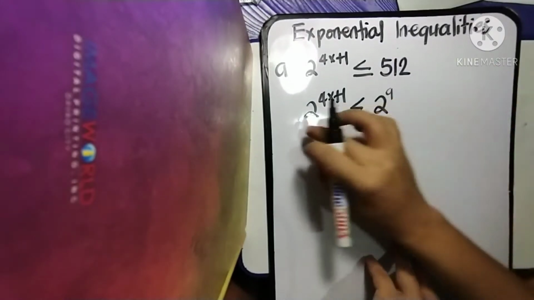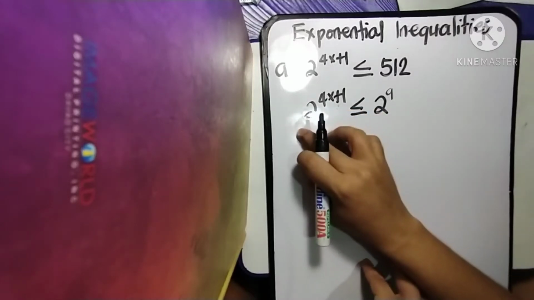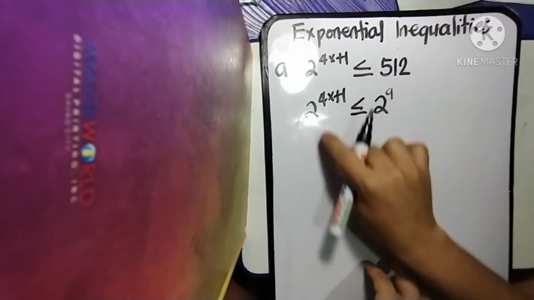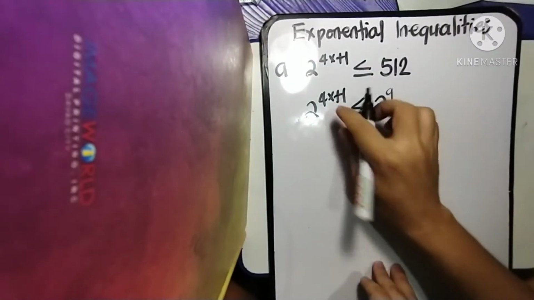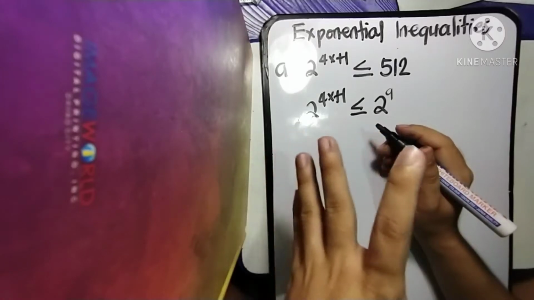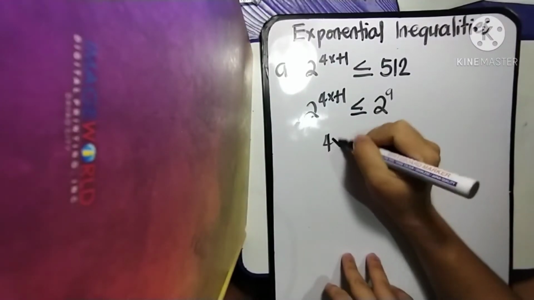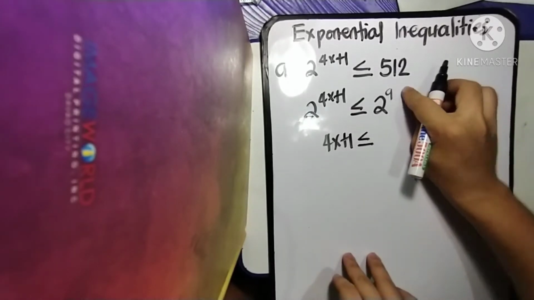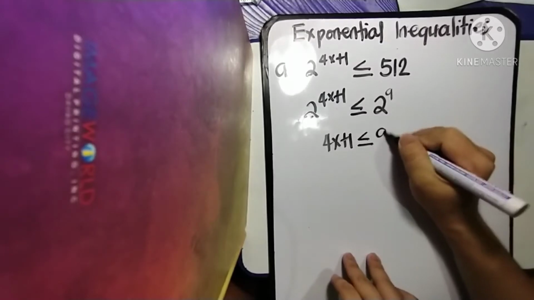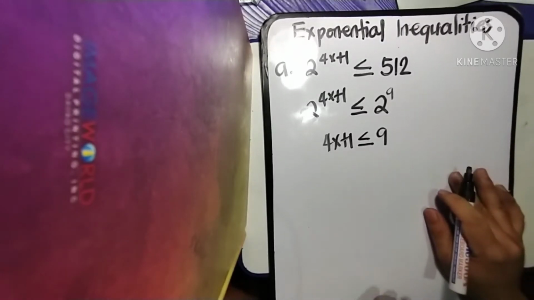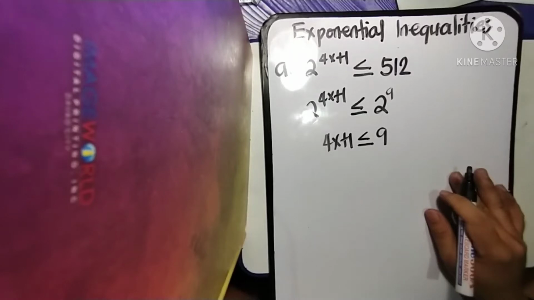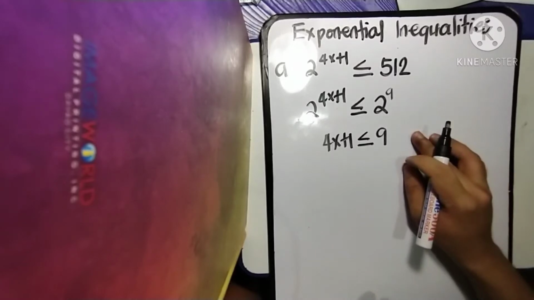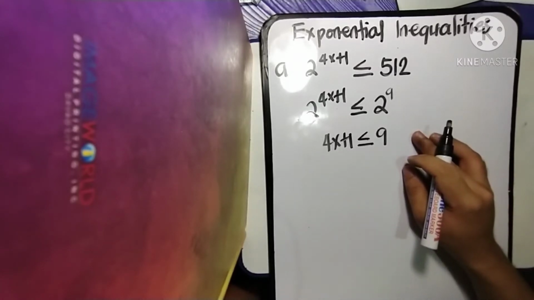This time, pareho na silang base which is 2. Pwede na nato sila i-cancel ang base or bring down their exponents. So, the exponent on the left side, 4x plus 1, is less than or equal to the exponent of the right side, which is 9. Then, solve for the resulting equation. So, we have 4x plus 1 less than or equal to positive 9. Our goal here is to find the value of x.